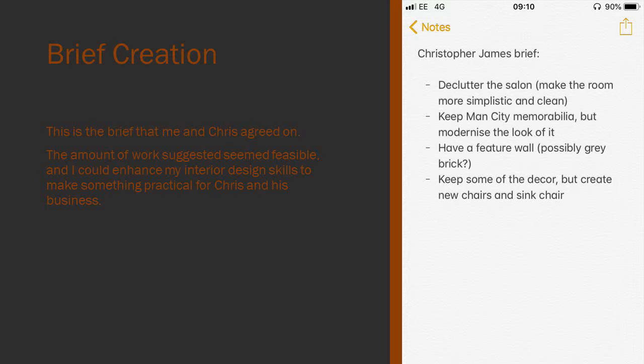Second point was to keep the City memorabilia. Of course, it attracts a lot of the local City fans, so this is something we need to keep. But also on the bullet point there, I put modernise the look of it. The next feature was to have a feature wall. Chris suggested we have maybe a grey brick wall. So that's something that I wanted to make a priority.